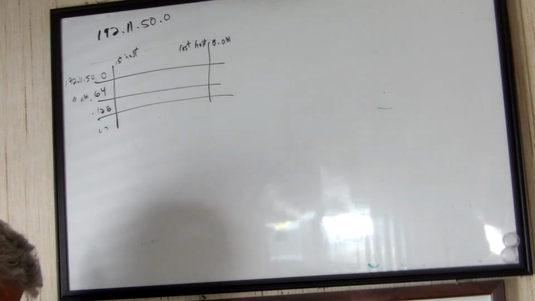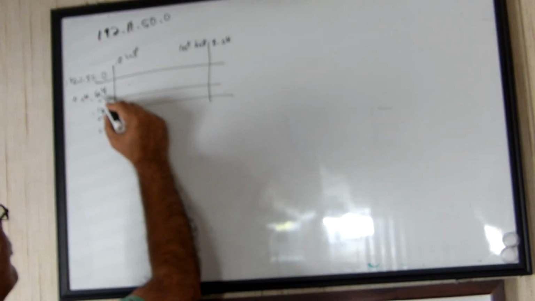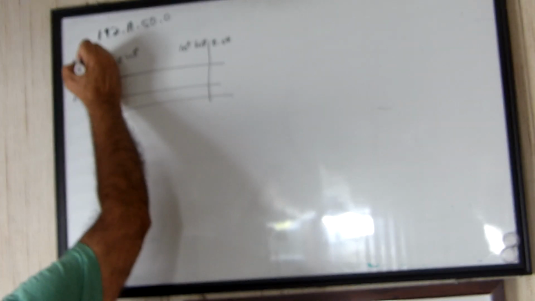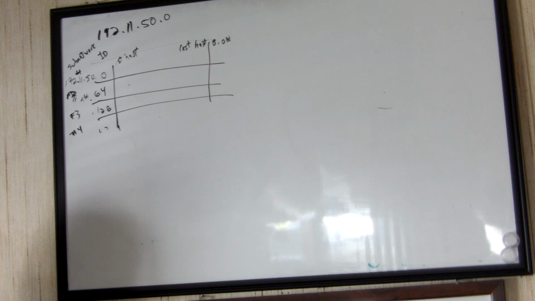Okay, now some problems. You see that they give you an IP address, and then they want you to find out the subnetwork ID. That was number 1, number 2, number 3, and number 4. We had 4 subnets in that example.